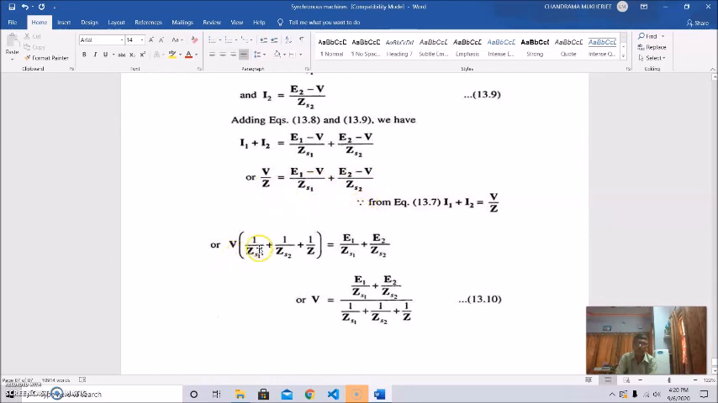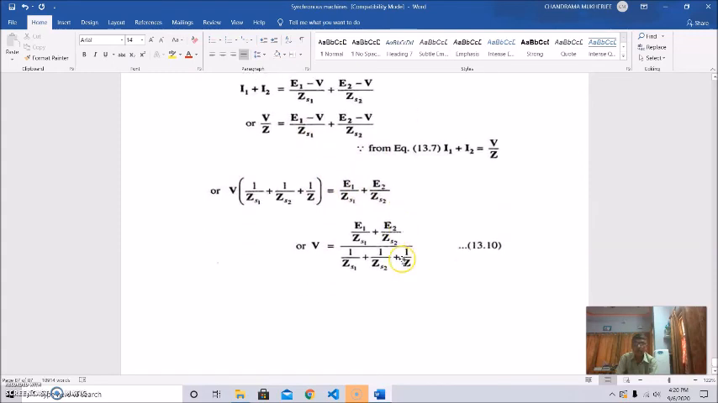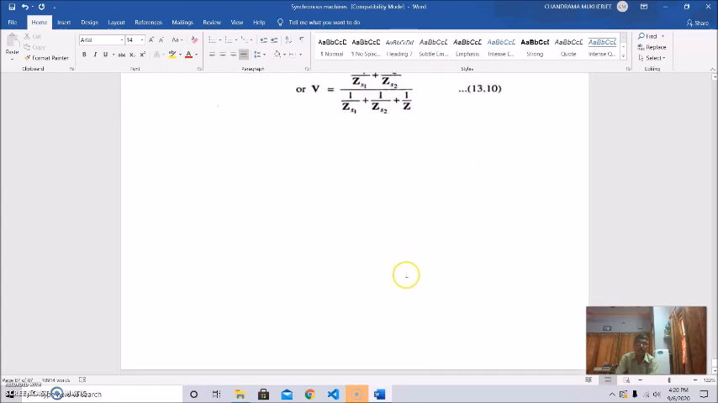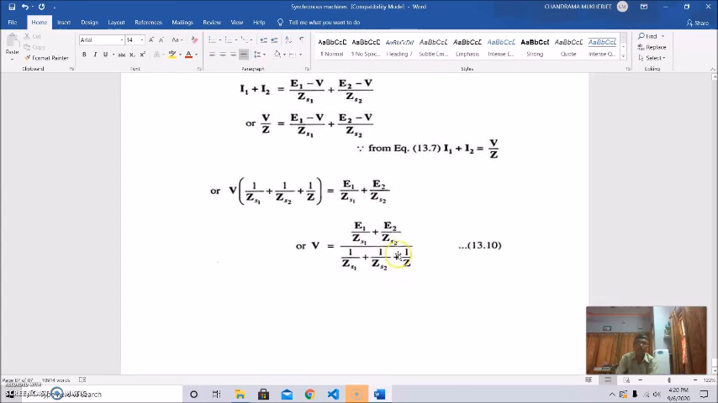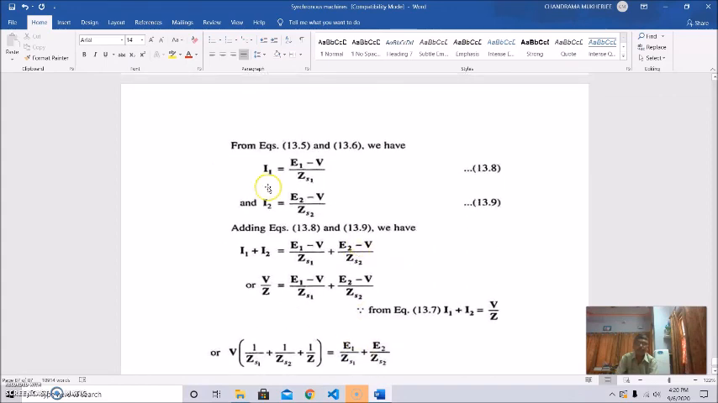it will be V into (1 by ZS1 plus 1 by ZS2 plus 1 by Z) equal to E1 by ZS1 plus E2 by ZS2. Or V equals E1 by ZS1 plus E2 by ZS2, divided by 1 by ZS1 plus 1 by ZS2 plus 1 by Z. So this is the terminal voltage, and this determines the load sharing.